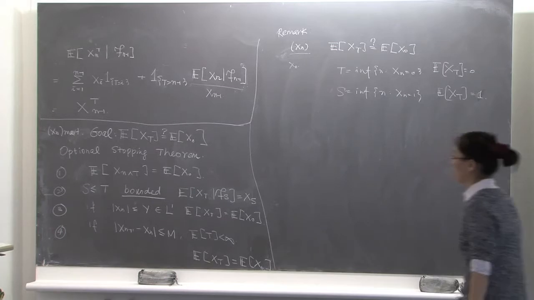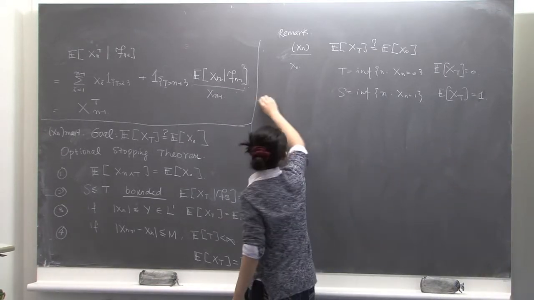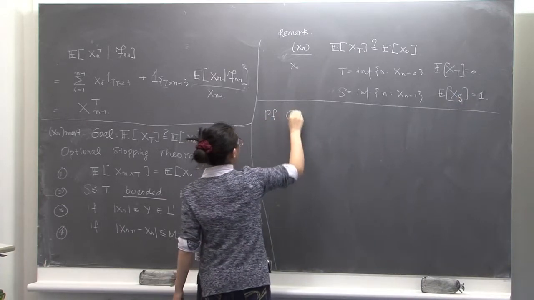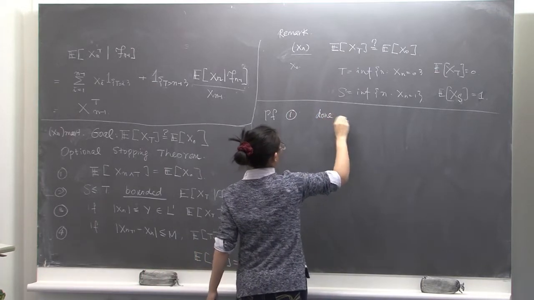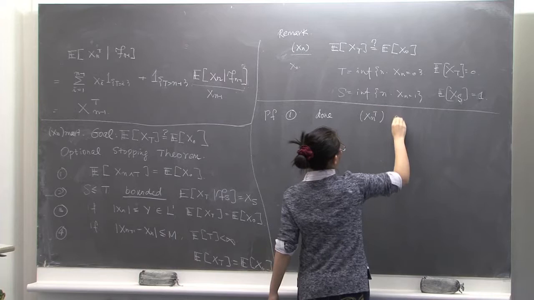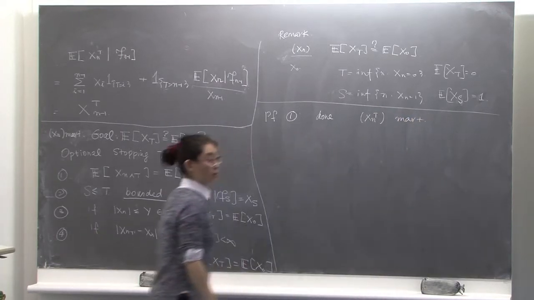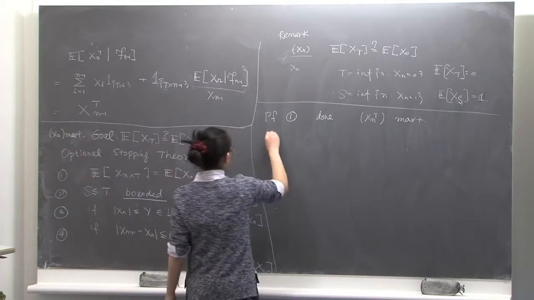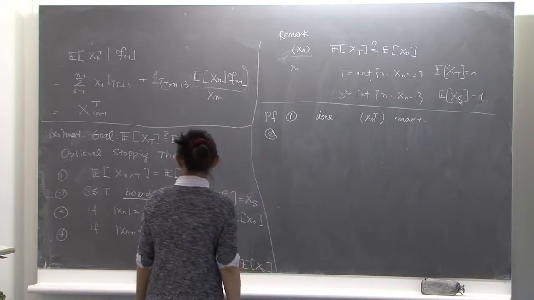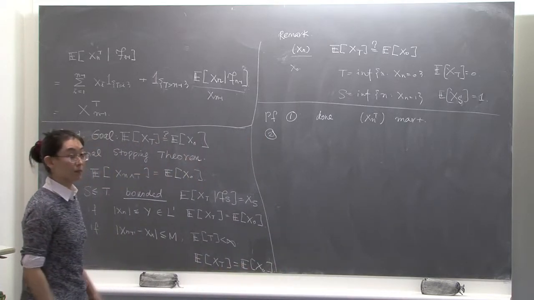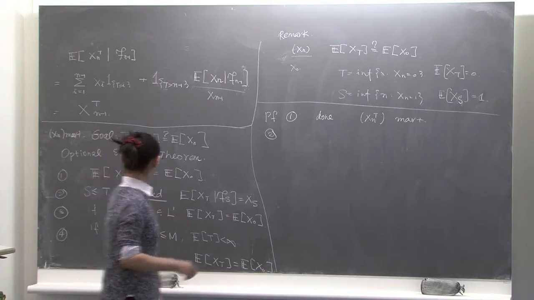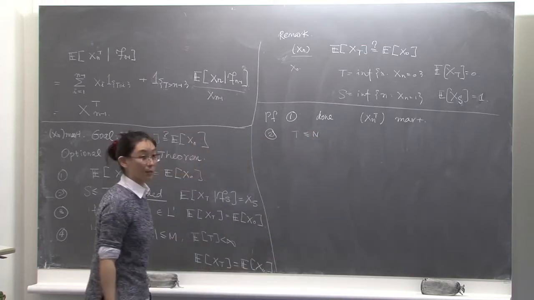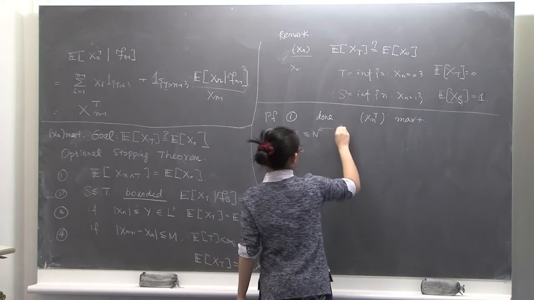Okay, and then we prove the optional stopping theorem. The first one is already proved because we have already proved that this sequence is a martingale. And since it is a martingale, we know that the expectation of X_{n∧T} equals the expectation of x0. For the second, it says that if we have two bounded stopping times, then we have the relation here. Since they are bounded, I assume that T is bounded by some fixed number n.